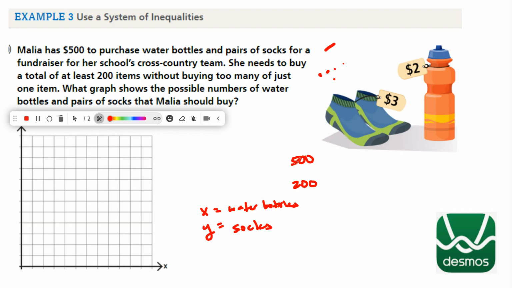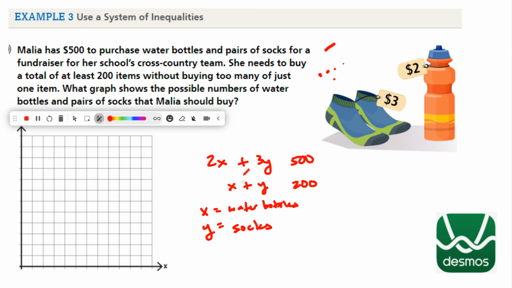Okay, so the 500 is the money, right? And if you look at the picture, every water bottle costs $2, that's 2x, plus every pair of socks costs $3, that's 3y. Now the other one, there are no other numbers, so it's just going to be x plus y, like we've talked about in the past.